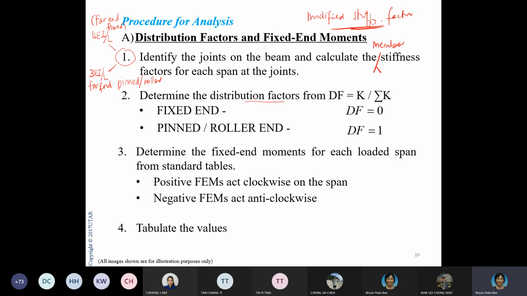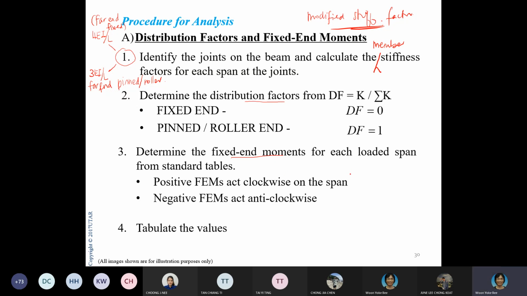Then after that, you determine your distribution factor, which is the ratio of the member stiffness over the sum of all the stiffnesses at the joints. So as usual, if you want to memorize it, if not, you just use logic, you will find that your distribution factor for the far end, if the far end is fixed, then it's 0. If it's pin or roller, it's 1. Then after that, you look for your fixed end moments. Fixed end moments will only occur if your span is loaded or loads are applied along the span. If the loads are applied at the joints, then there is no fixed end moments.